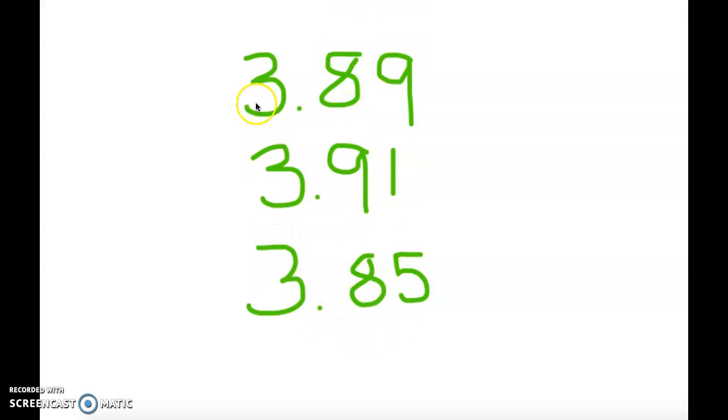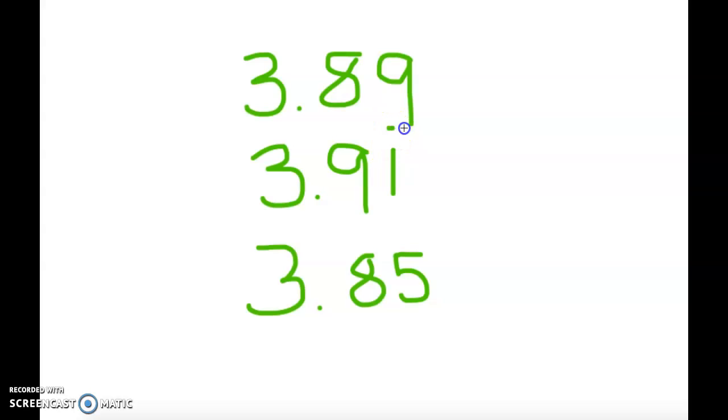So looking at our ones place, they are all 3. So they're all equal so far. So we move to the right. Then we have an 8, a 9, and an 8. Okay, well we know 9 is going to be the greater one, so let's compare the 8 and the 8. So we have to move to the right again.